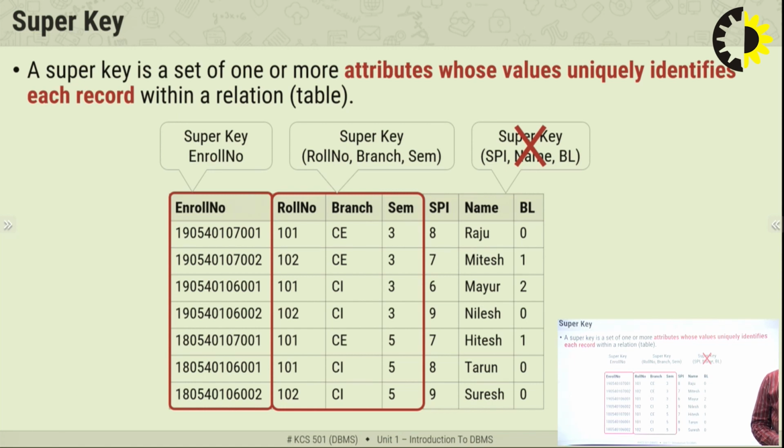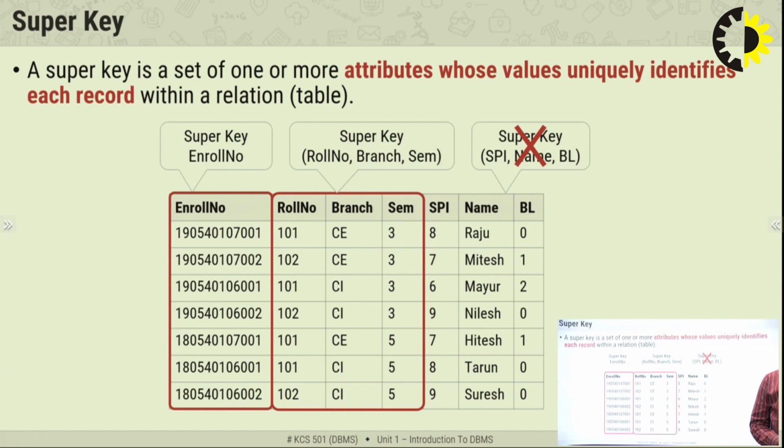Now we are saying the second attribute is roll number. Roll number alone in this case is not able to define uniquely, so we club it together with branch. Now branch is again redundant, it is repeated for several students, and so is semester. If we combine all these three, say roll number 101 is in C branch and also in CI branch, but if we combine it with branch and semester, then these three together will uniquely identify the student.